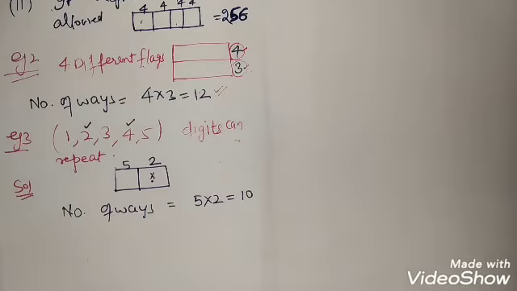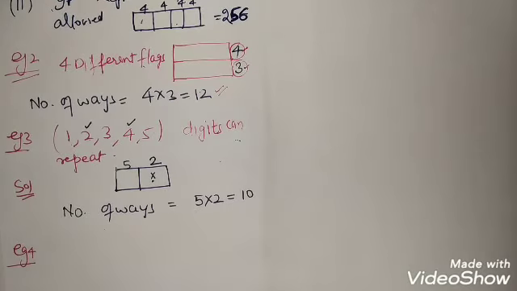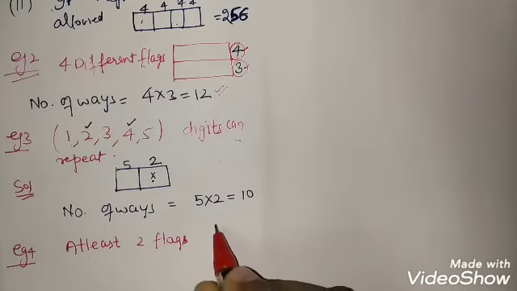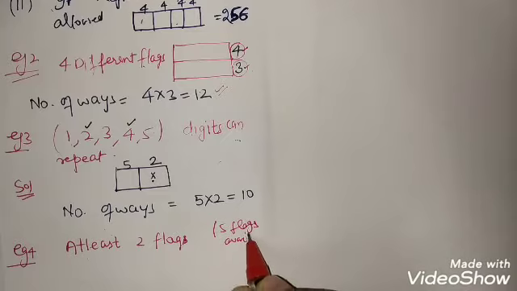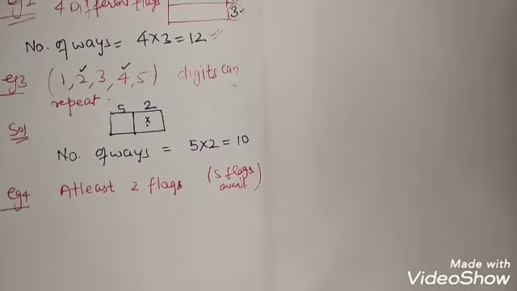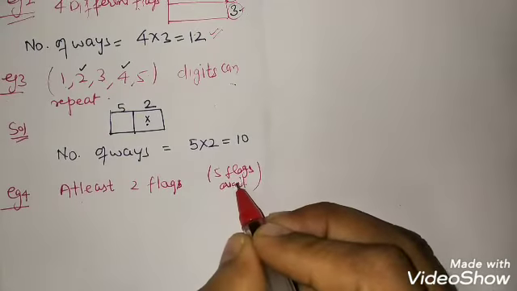Now moving to example number 4. What is example number 4? Find the number of different signals that can be generated by using at least 2 flags, one below the other vertically. So we are having 5 flags available. We are having the availability of 5 flags.